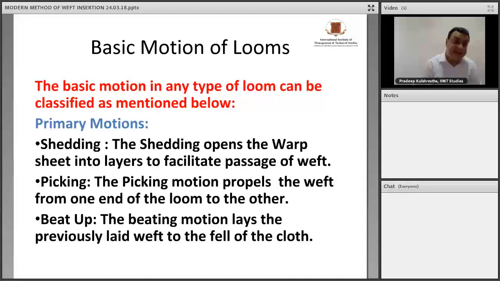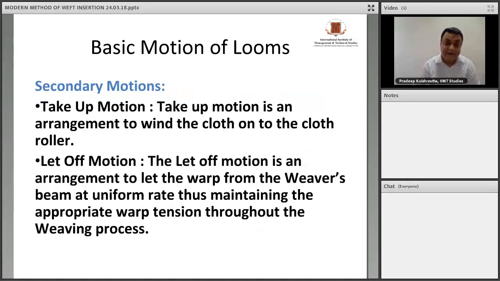Now, if we talk about the basic motions of looms, everybody knows shedding, picking and beat-up. Shedding means the warp shed opens to facilitate the weft yarn. Then picking is the mechanism which drives the weft yarn into the shed. Then both the warp and weft are beaten up by a mechanism called beat-up, and consequently fabric is made in different weaves where we command the patterns.